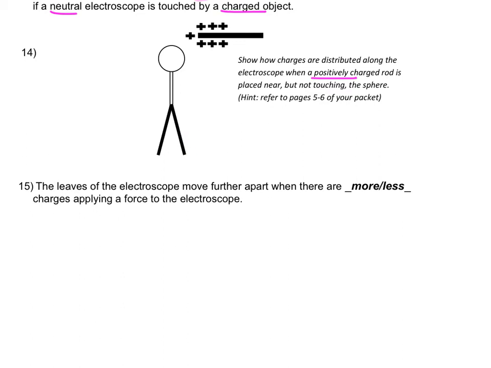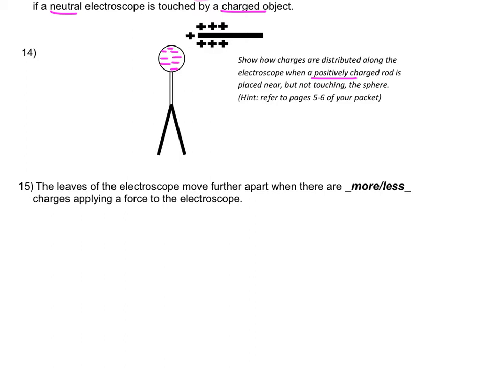So these positive charges that are up here are going to attract negative charges. So this sphere at the very top is going to attract all these negative charges. Now this electroscope was once neutral. Now that doesn't mean it was all negative. That means there are negatives and positives.